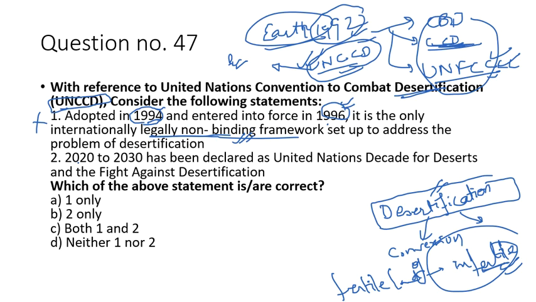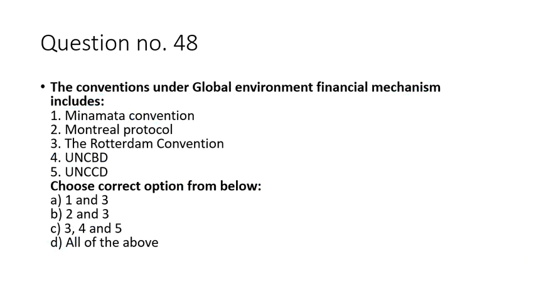Statement number 2: 2020 to 2030 has been declared as the United Nations Decade for Desert and Fighting Against Desertification. This statement is again wrong because the decade is not from 2020 to 2030 but from 2010 to 2020. So this statement is also wrong. Both statements are wrong. Answer is D, right. Let's move to question number 48.